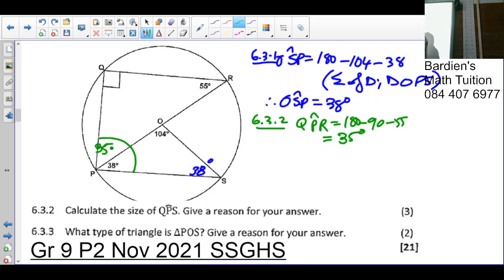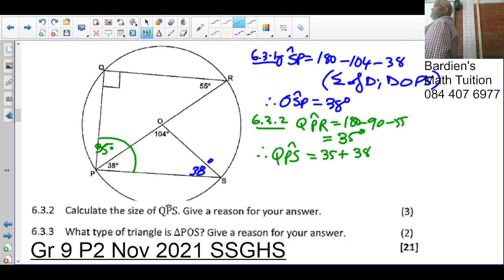Not yet. So I say therefore QPS is equal to 35 plus 38. Do I need a reason here? No. We're not applying any geometry theory. We're just adding angles, which gives you an answer of 73 degrees. So the whole angle is 73 degrees. Can you see that, people?